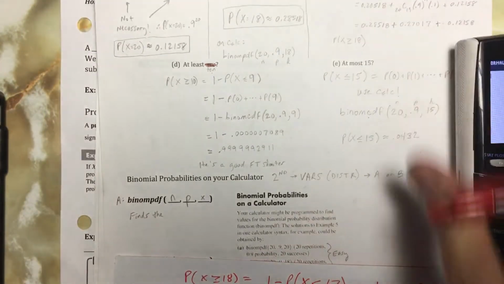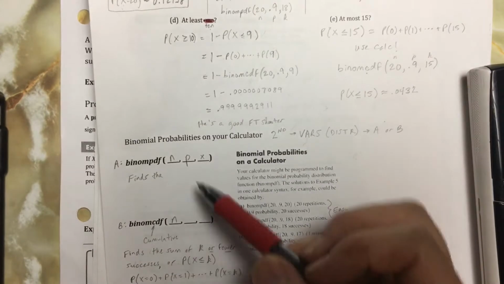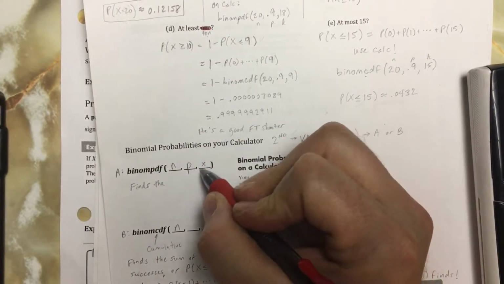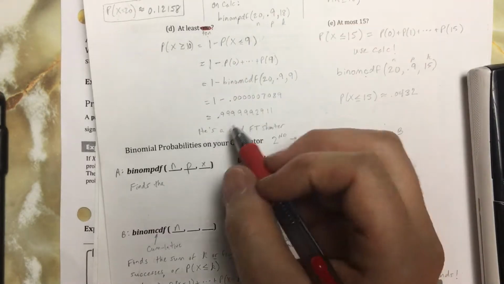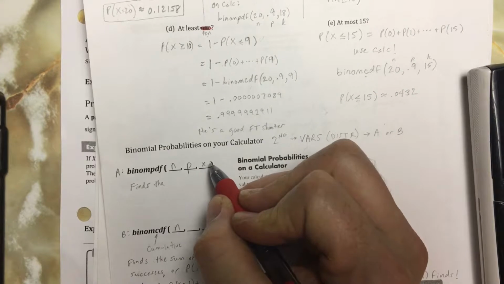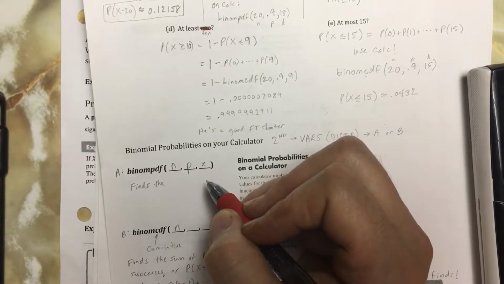So a little bit more on the calculator stuff here. Binomial PDF, you type in n, p, and X. I think that's what your calculator calls it, X. In our notes here, we've called it k. It's the number of trials, probability of success, and then the number of successes.